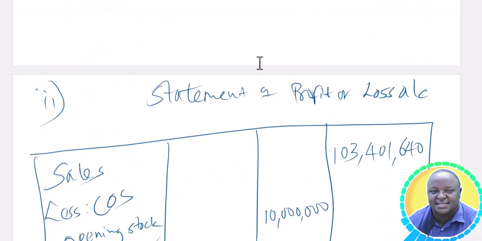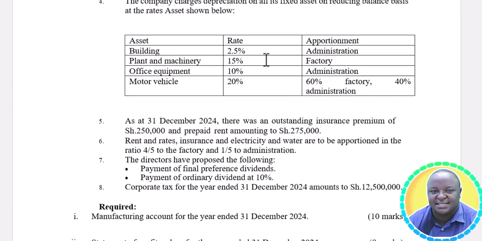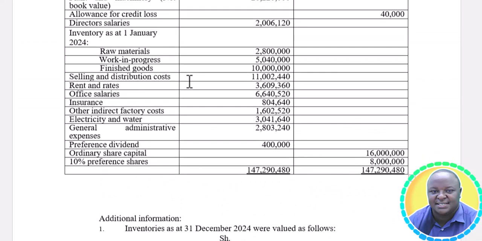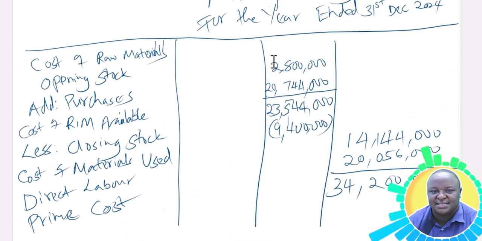Then our next depreciation from the additional information in administration will be office equipment, which is 10%, and the motor vehicle, where 40% goes to administration. So motor vehicle had both factory and administration. We'll check the office equipment, which has 3,420,000, so that will be 10% of that.